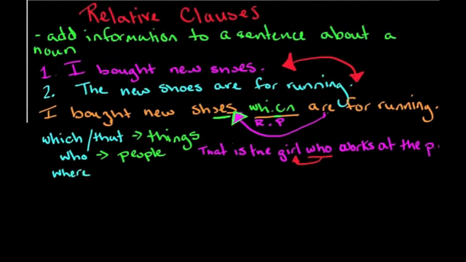Where. This is for place. That is the house where I grew up. When. This is for time. The 1800s was a time when people moved out west in the United States.